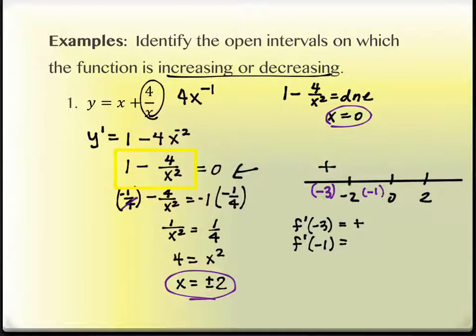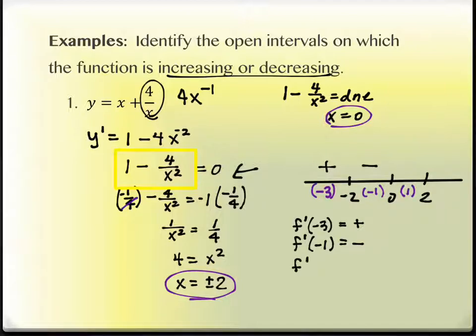So if I put in -1 here, what is -1 squared? 1, and then 4 over 1 would be 4, and then 1 minus 4 would end up giving me a negative number. So this one's negative, and on my number line I'm going to put a negative. Okay? All right. Well, if I chose -1, choosing 1 should be quite friendly as well.